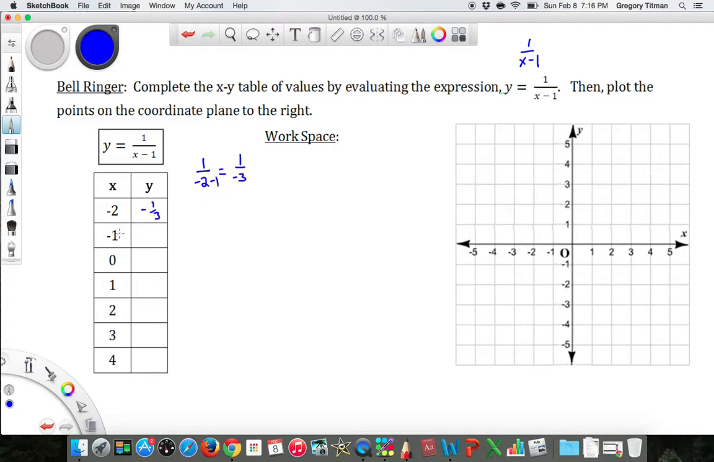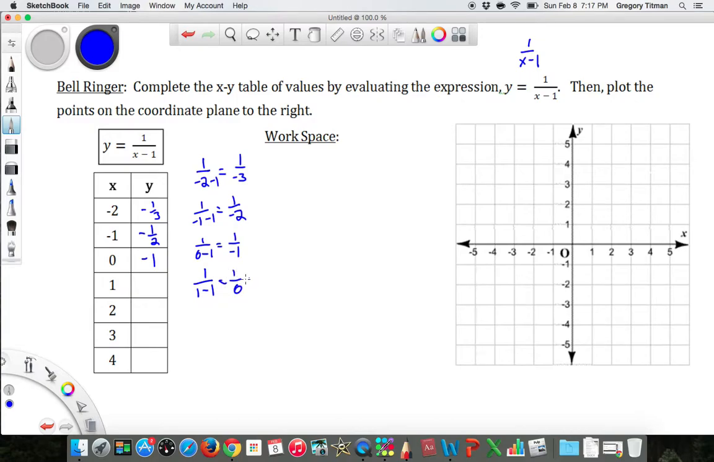Now we'll evaluate where x equals -1. We get 1 over -1 minus 1, which is 1 over -2, or -1/2. Let's evaluate x equals 0. We get 1 over 0 minus 1, which is 1 over -1, which is simply -1. When we evaluate x equals 1, we get 1 over 1 minus 1, which equals 1 over 0.